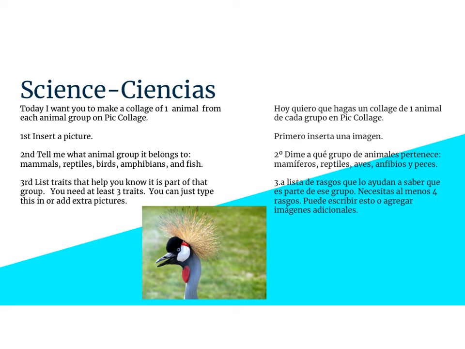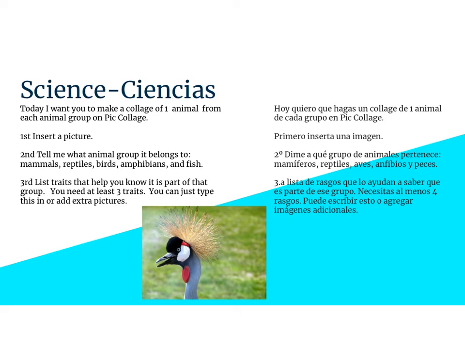Alright guys, so today in science, I'm going to have you guys go to Pic Collage and make a collage of one animal from each of the animal groups that we've learned so far. Now, I'm talking specifically about the vertebrate animal groups. So those vertebrate animal groups, the animals that have a backbone, are the mammals, reptiles, birds, amphibians, and fish. So I want you to find a Pic Collage grid maybe, or you can do freestyle that's going to have 5 blocks. You're going to put an animal in each of those categories, and then you're going to label it, which group it belongs to.